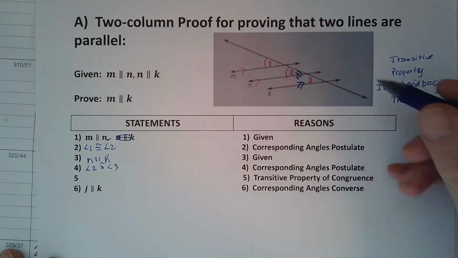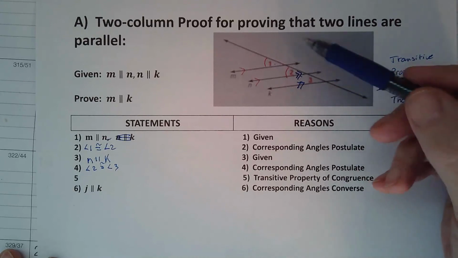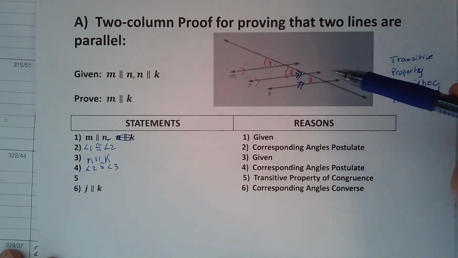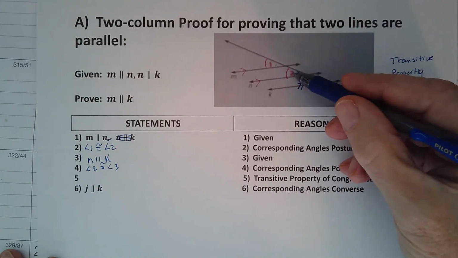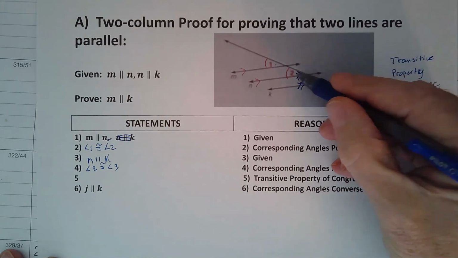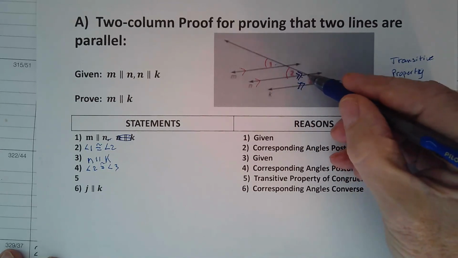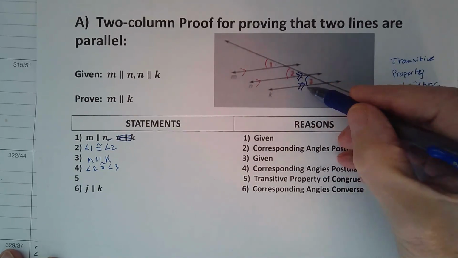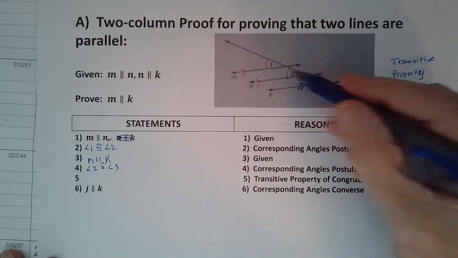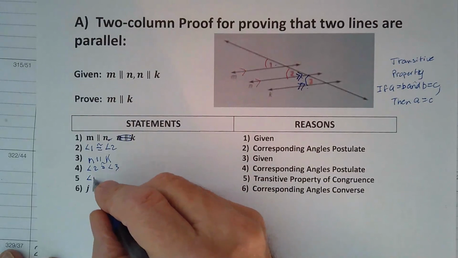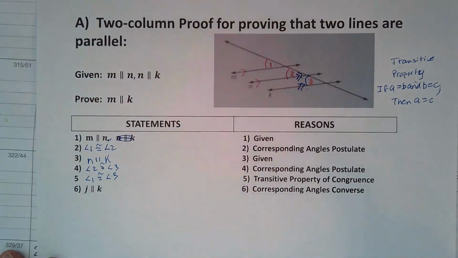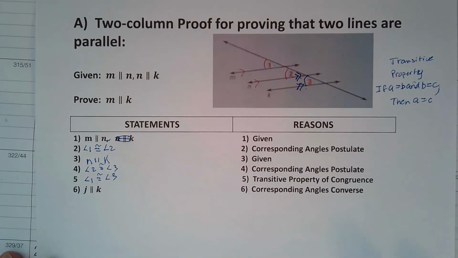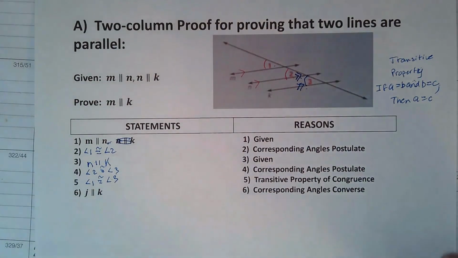So basically, if angle 1 equals angle 2, and angle 2 equals angle 3, and we've said angle 1 and 2 are congruent, angle 3 has to be congruent to angle 2 as well. So then angle 1 is congruent to angle 3. So that's the conclusion. Angle 1 is congruent to angle 3. That's the steps, and we are done with this.